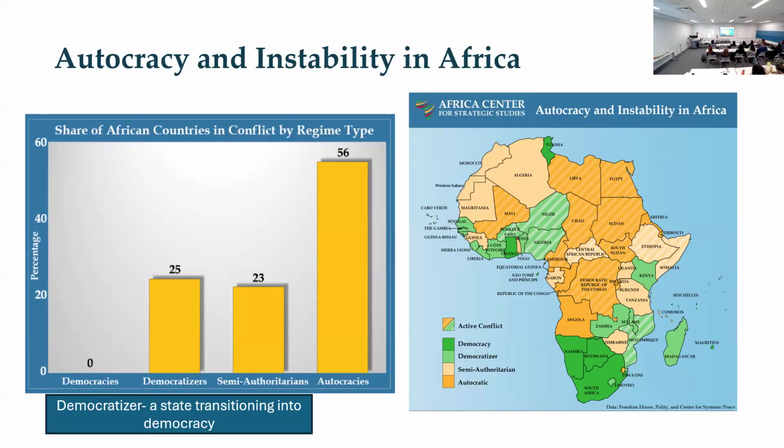And of the 12 armed conflicts with authoritarian leading governments, 8 are political conflicts or civil wars. And then finally, the 4 democratizing governments that are experiencing armed conflict are all facing militant Islamist insurgencies. So it's a threat from without, not from within. So it shows the power of democracy and representation.